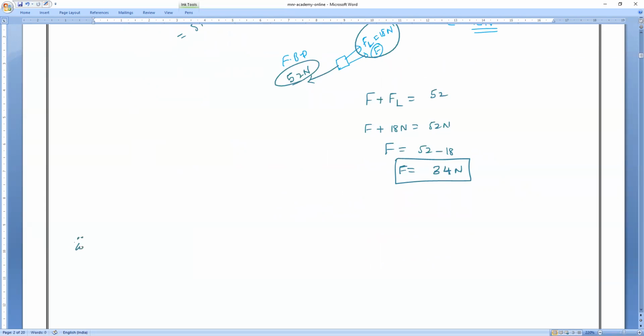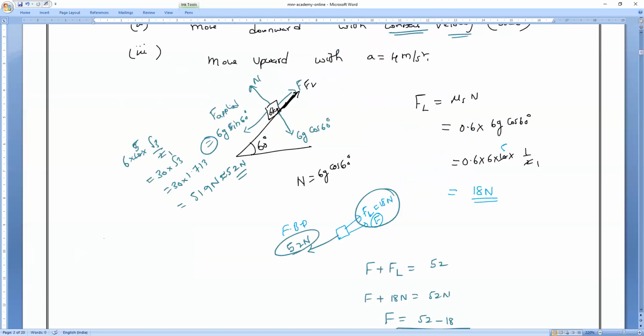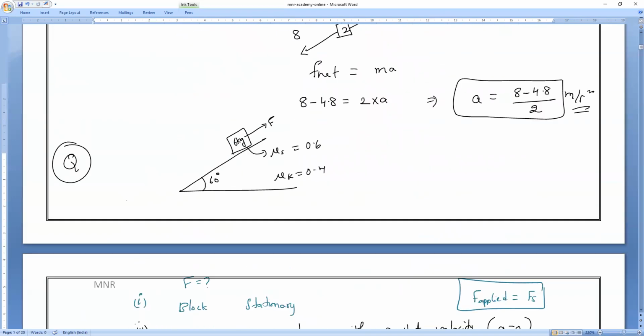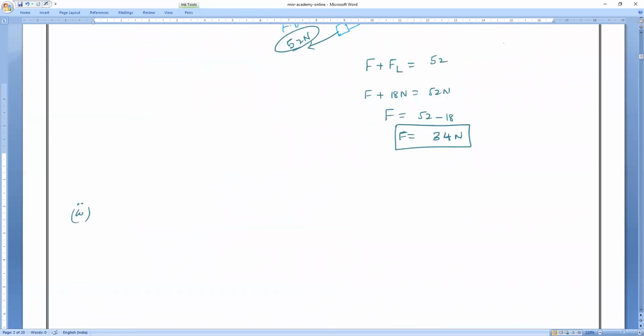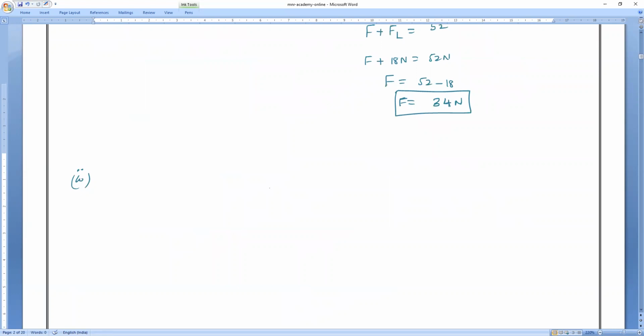Second question. What is the second question? The body moves in the downward direction, but something is happening. What is that, everybody? Constant velocity. So constant velocity means acceleration is what? Zero. You should remember that, so that you can notice it.